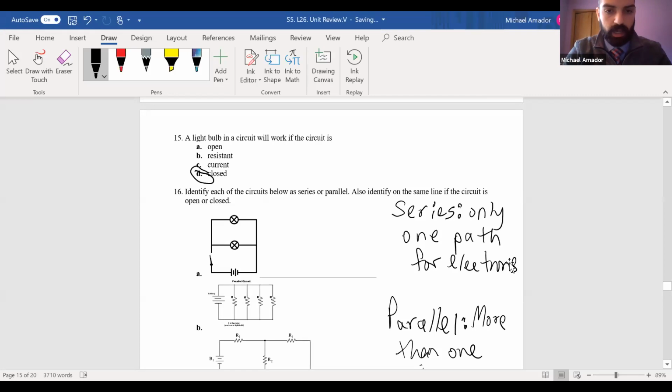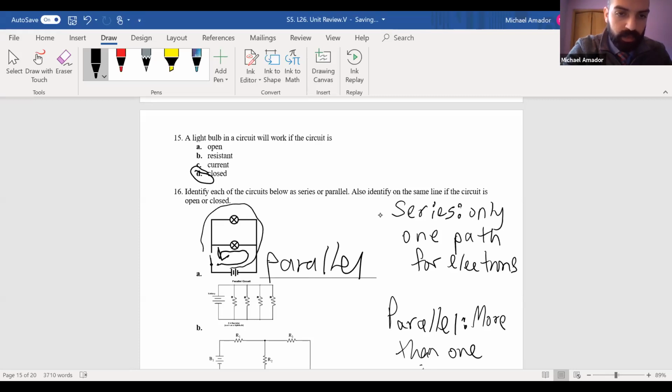I'm gonna go ahead and fill these in so you can check your answers compared to mine, and then just raise your hand, unmute yourself and ask me a question if you're not sure why. Number A is gonna be parallel. This is parallel because there's more than one pathway. The electrons can either flow around in this small loop to get from the battery back to itself, or they could go around the bigger loop and then back to the battery. So there's 2 pathways.